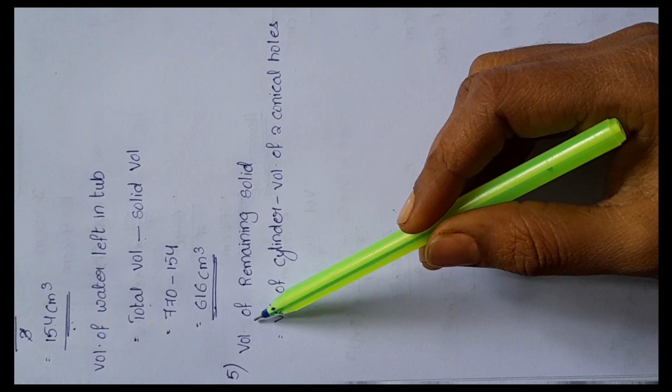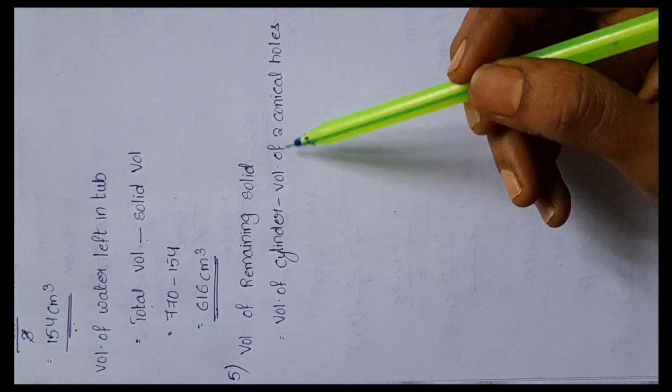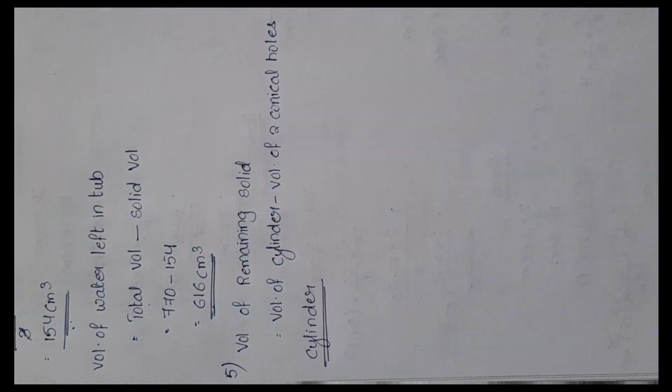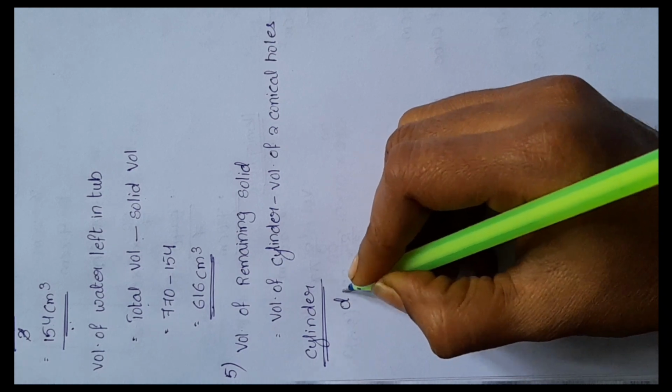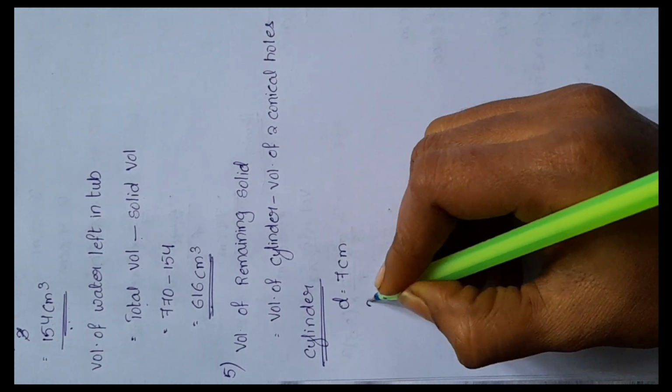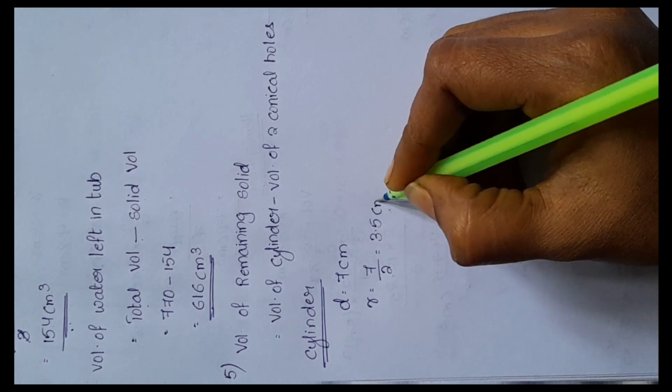Fifth one, in order to find the volume of the remaining solid, first we should find the volume of the cylinder. From that, we should subtract the volume of the two conical holes. Let us first consider the cylinder. Here, the diameter of the cylinder is given as 7 centimeters. So the radius becomes 7 by 2, or 3.5 centimeters.